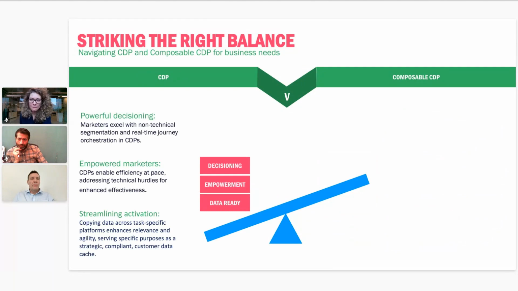Okay, so if we jump back into the traditional or the true CDPs, and move the focus back towards that side of things, and really look at what the traditional CDP can bring to the table in addition to that, or as well as that. True CDPs have long championed their ability to empower marketers, enabling them to navigate the complexities of modern marketing with ease. These platforms are designed to streamline processes, allowing marketers to conduct their jobs at a pace that aligns with the ever-changing needs of their customers.